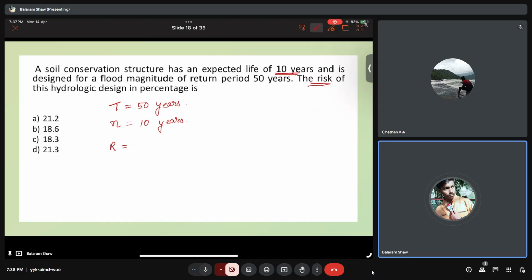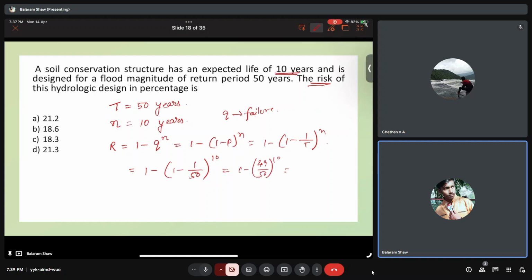Risk will be equal to 1 minus q to the power n, where q is the failure. You know that, right? So q can be written as 1 minus 1 by T, to the power n. So that is 1 minus 1 by 50 to the power 10. Just calculate this. It is somewhere near 0.183.